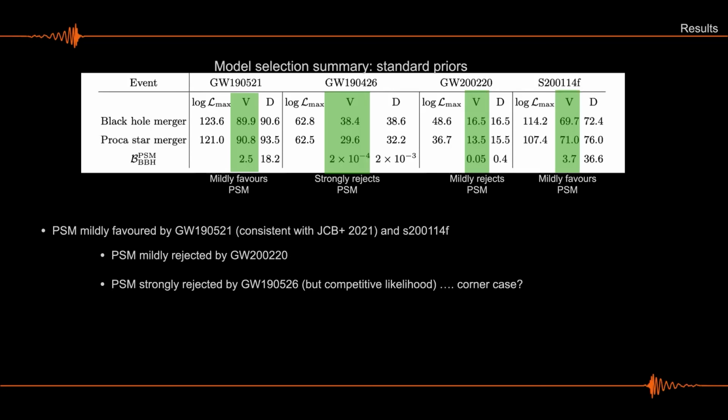For 1905-21, which is the most significant signal, we obtain a preference of 3 to 1, nothing too spectacular, but it's in favor of the boson star merger scenario. This 1904-26 is completely rejected as a boson star merger. The 200 to 20 is not very strongly rejected. It's only a 1 to 20 thing. And for this weird trigger, actually, there is a stronger preference for the boson star merger scenario.